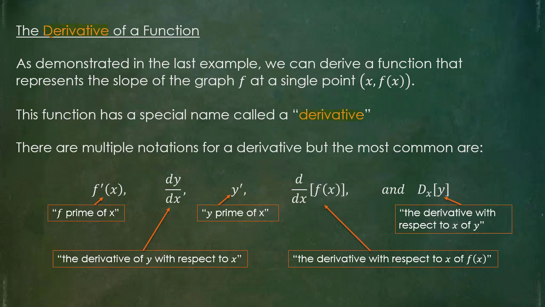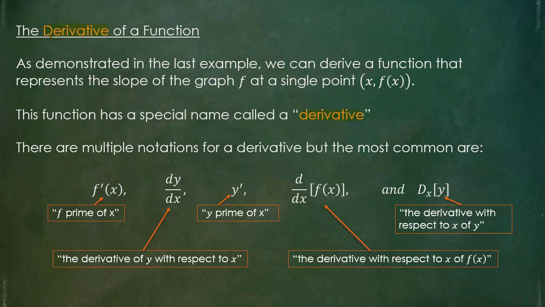And the notation for each of these can be all sorts of different options, so I've put most of the common ones on this screen for you to be able to see, as well as how you say it out loud. So the first one, f prime of x. The second one is the derivative of y with respect to x. Usually we also can just say dy dx for that one. The one in the middle, y prime.